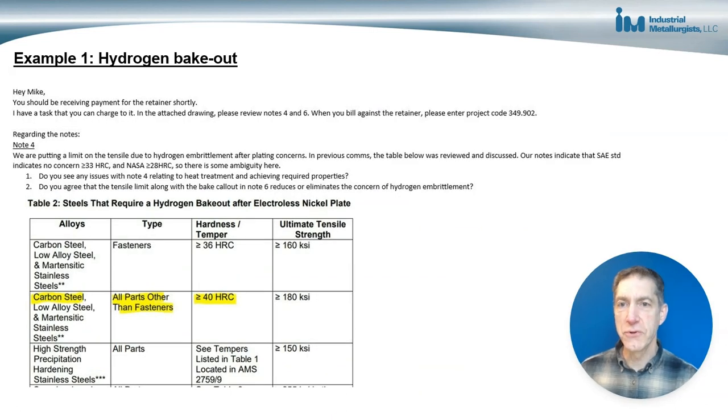And just a few examples. One is a client had a question about a hydrogen bakeout, whether it was necessary to specify that on steel components that were going to be plated. We spent about an hour getting the information from them and providing information that helped them understand that they did not need to call for hydrogen bakeout.